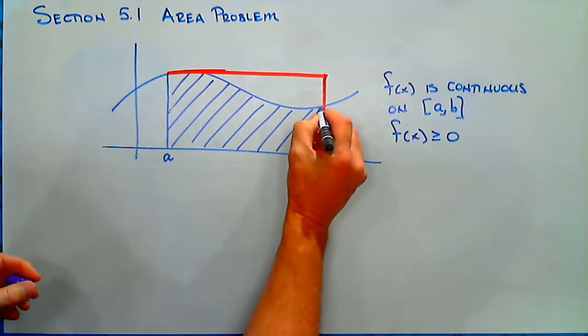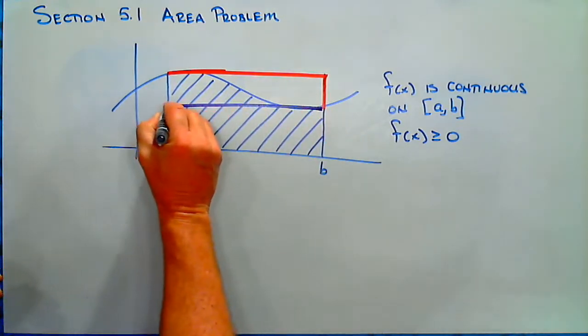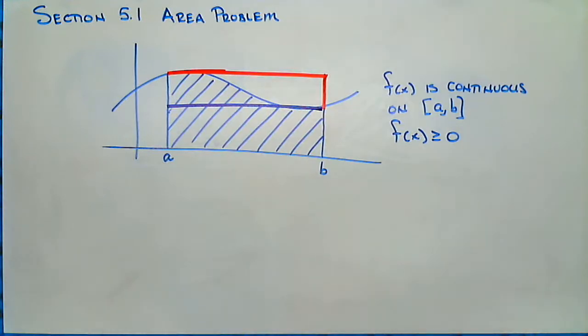Now, what happens if I draw a horizontal line from the other end, right? I come across this way. Now, why am I drawing these horizontal lines?